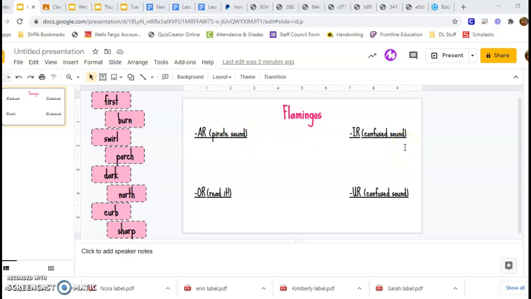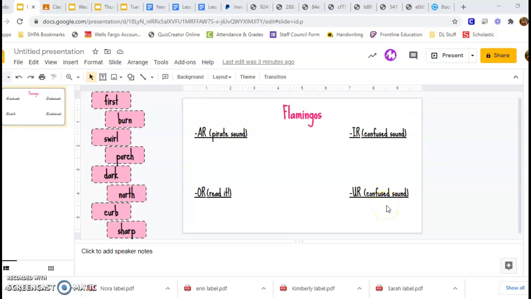So we have AR, the pirate noise, and IR, the confused sound. Next we have the pattern OR. For this one, all you do is read the word OR. What does that say? That's right, or. So this one makes the OR sound. This one's kind of confusing because even though it makes a long O sound, these words won't necessarily have an E on the end or follow any of those long O patterns. And then the last pattern is UR, and this one makes the confused sound again.